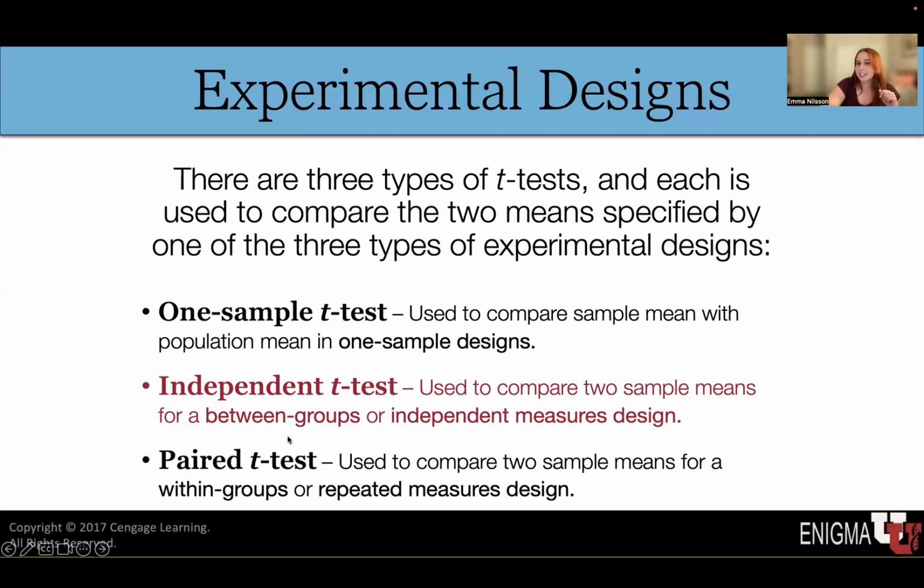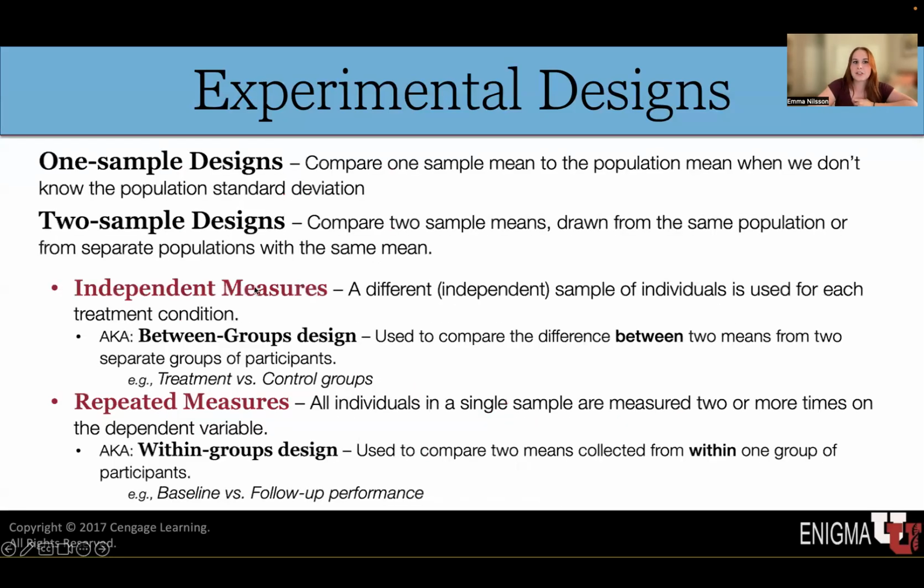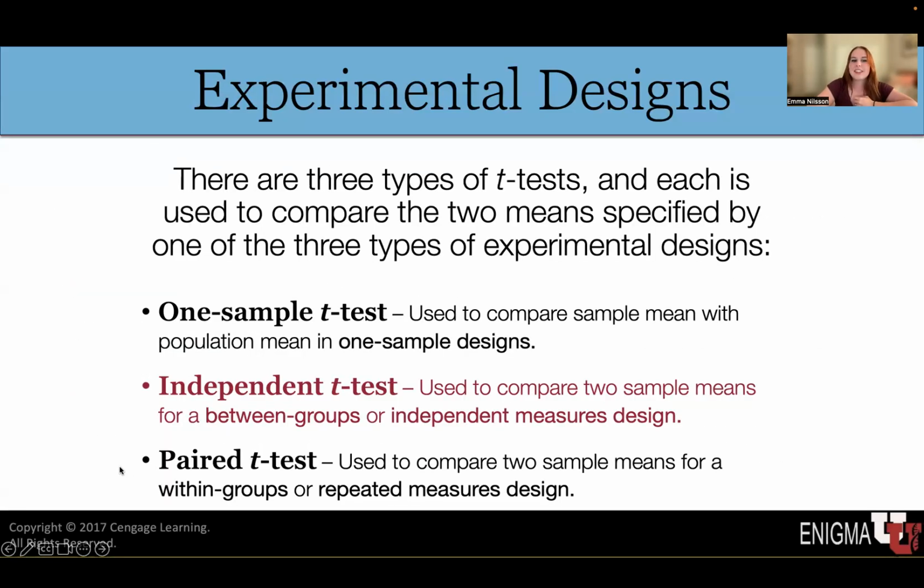The next type of t-test we're going to talk about is the independent t-test. And we use this t-test when we're comparing 2 sample means for a between groups or independent measures design. So this is actually what we're going to talk about today. And it corresponds to this, independent measures. And then the third type of t-test that we're not really going to talk about today is called the paired t-test. And it's when we're comparing 2 sample means again, but from the same sample, from a within groups or repeated measures design.